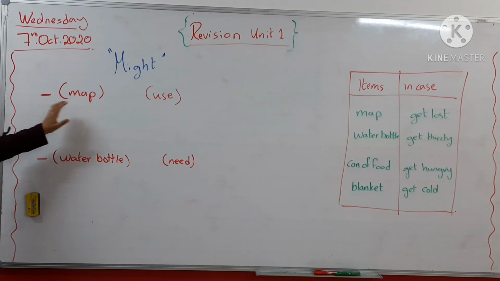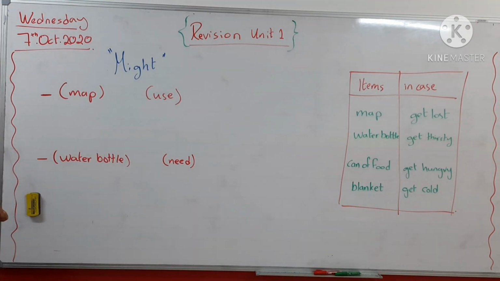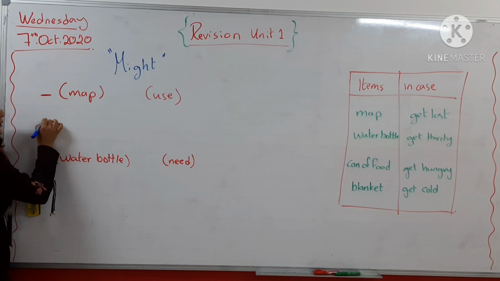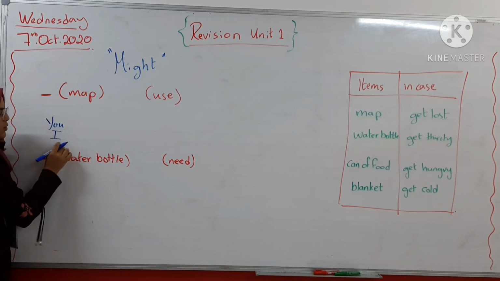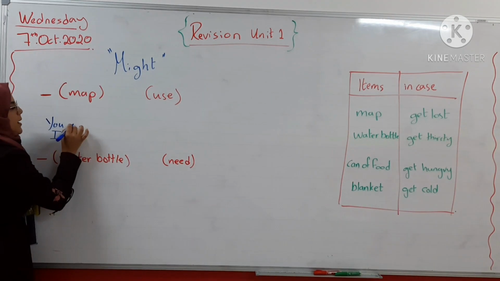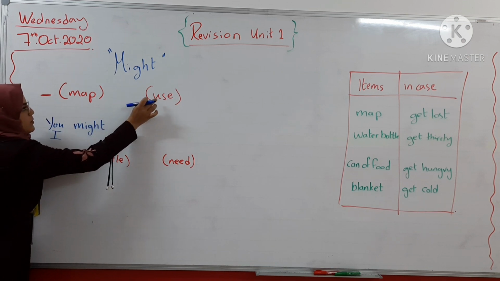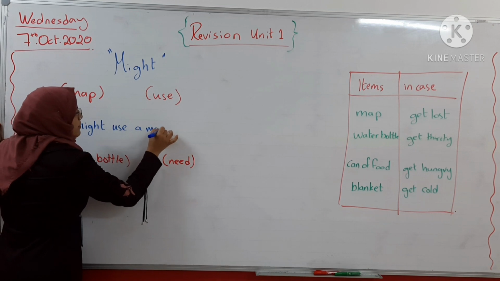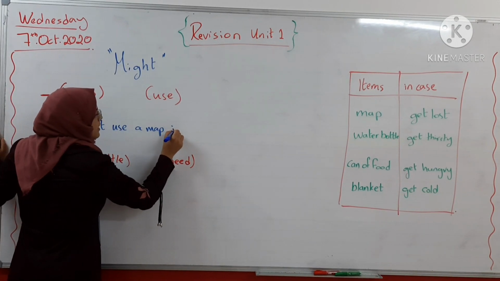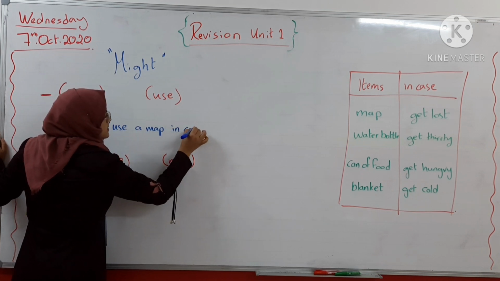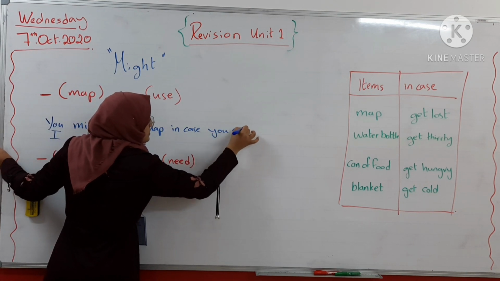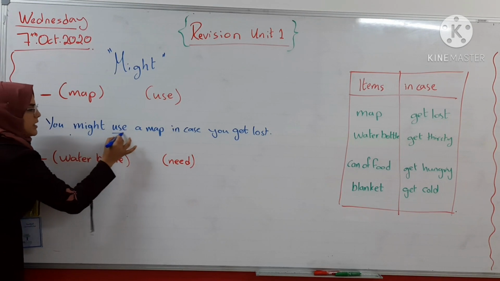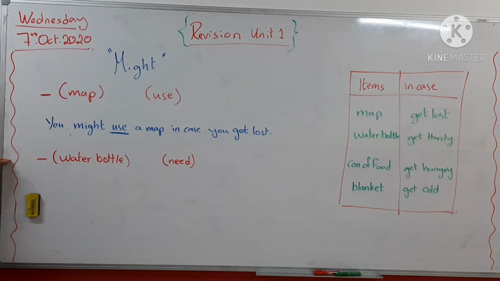Now I will write a sentence by using might about the map and about the water bottle, okay? First of all, the map. Look how I write the sentence. I can use I or you, okay? You might use a map in case you get lost. Let's notice, Sadis, that after might the verb comes in base form, okay? Base, without any addition.